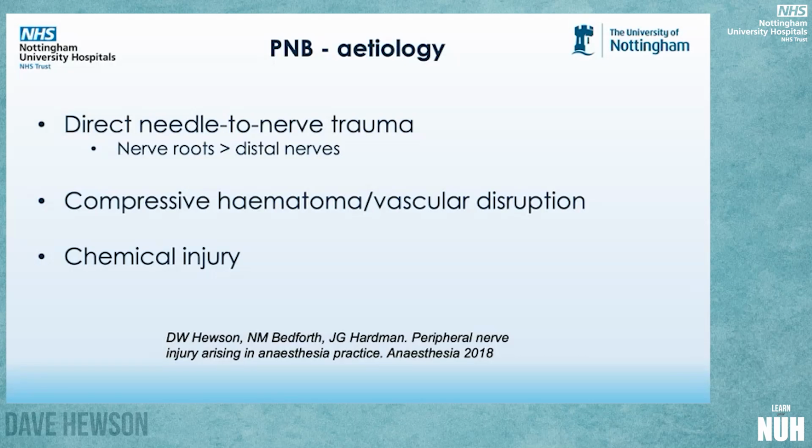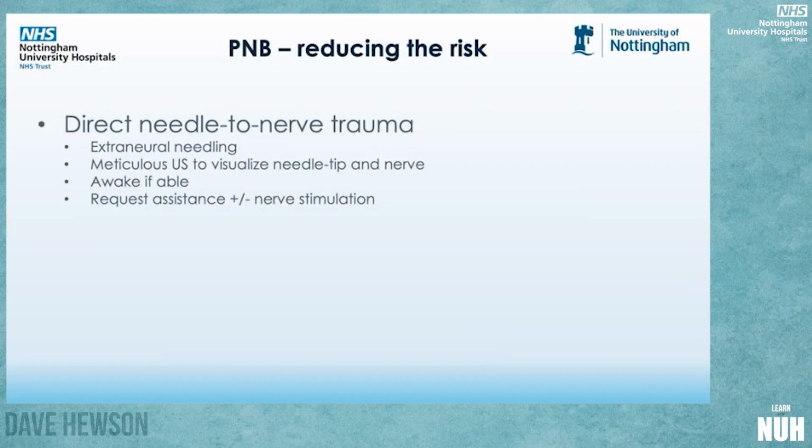We're just going to go through these in a little bit more detail and really what we do to avoid them. Obviously, the fundamental maxim of ultrasound-guided regional anaesthesia is to aim for extraneural needling. We want to stay outside the epineurium if possible. There's that meticulous visualisation of your needle tip. That's taught from the first stage of training in order to make sure that we don't cause nerve injury.